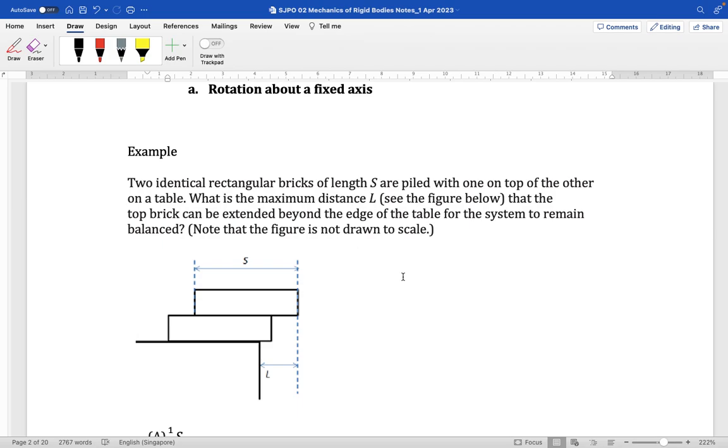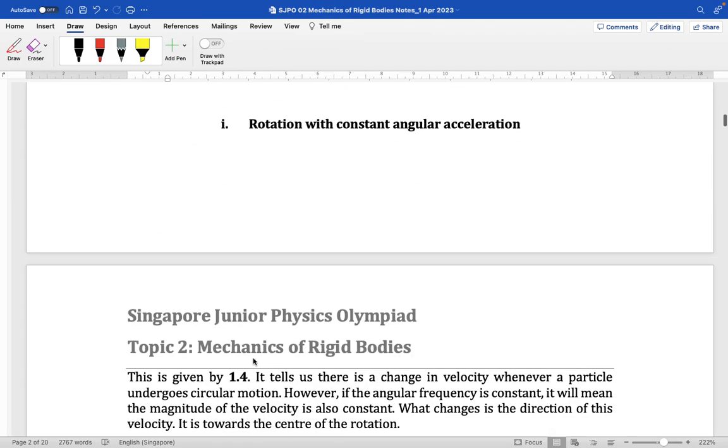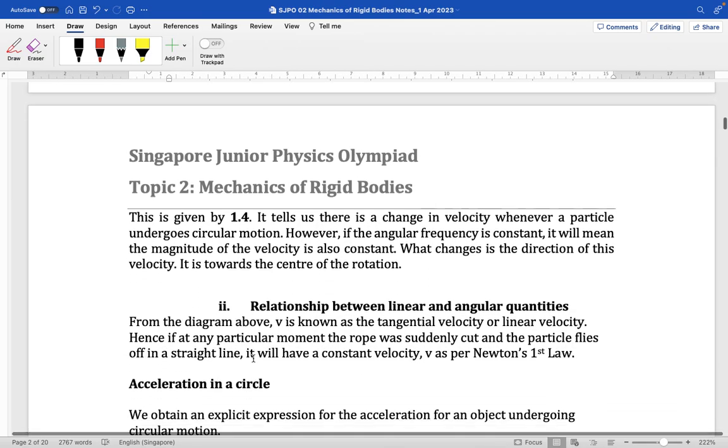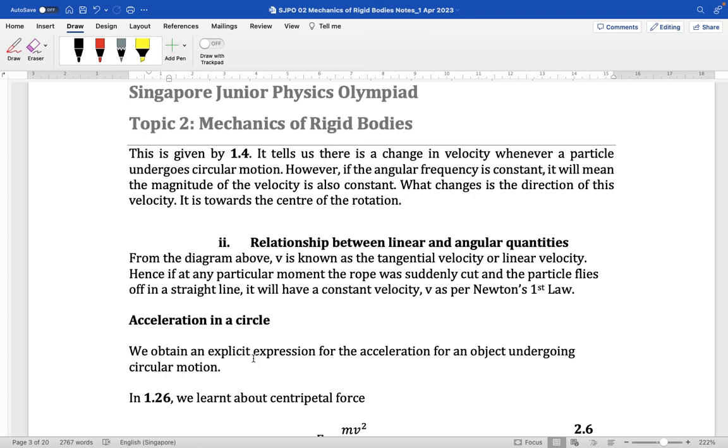Because they are large objects, we will also be talking about something called moments, as the object might have a turning effect about a certain pivot. So we'll be talking about rotations. We will also be looking at a relationship between linear quantities and angular quantities. Linear quantities are those that are moving in one dimension, and angular quantities are usually when the object is rotating.